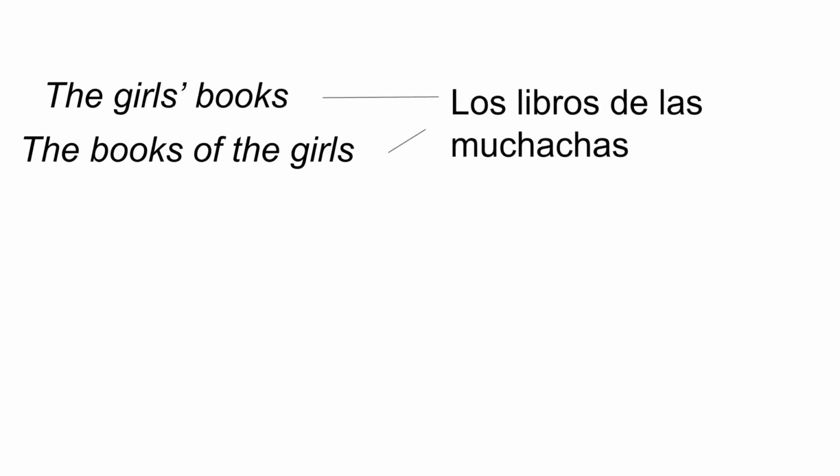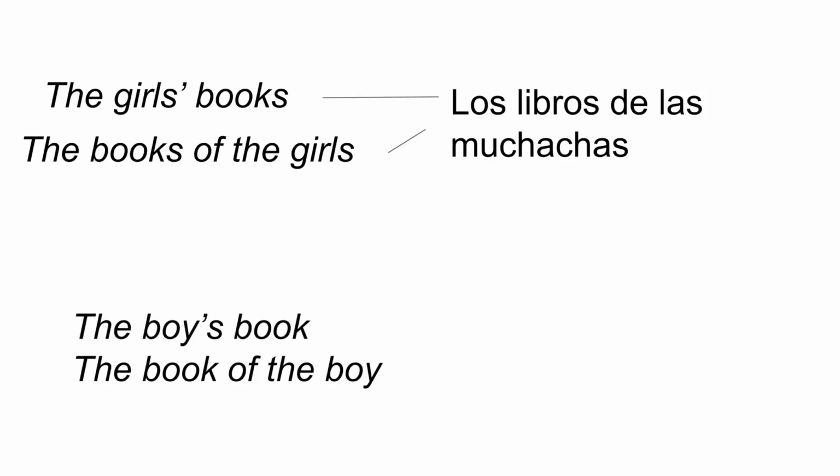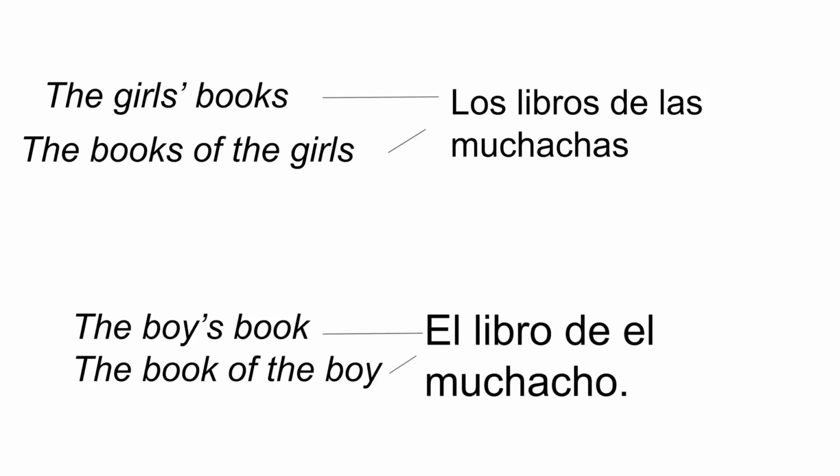The girls, notice where the apostrophe is, so it's more than one girl. The girls' books. How would you reword that into English? The books of the girls. So that is the phrase you're translating. The books of the girls. So you say the books, los libros de las muchachas. The boy's book. One boy, one book. So you have to say the book of the boy. El libro del muchacho.